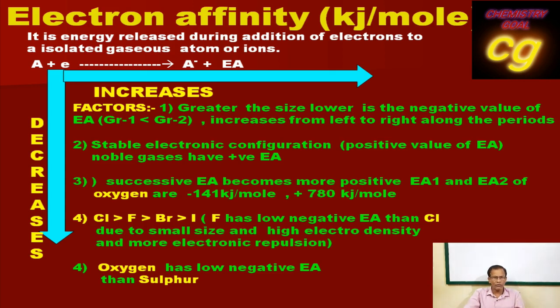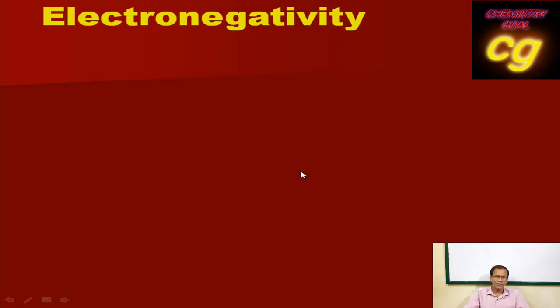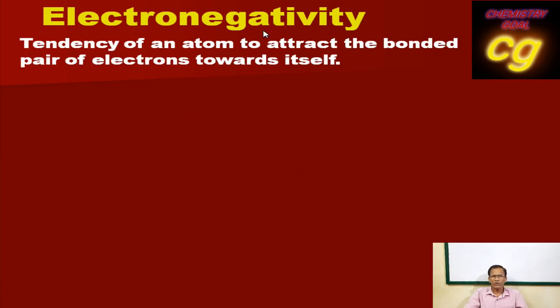That means the negative value of electron affinity of oxygen is less compared to sulfur. So these are the important factors and trends along the groups and periods for electron affinity. Next important is electronegativity. What is electronegativity?